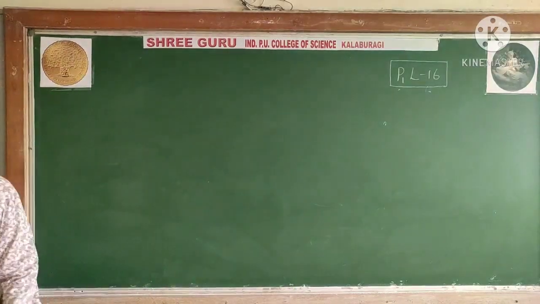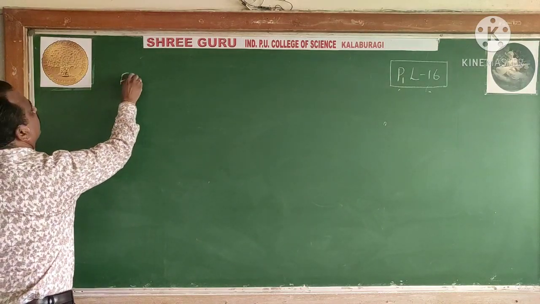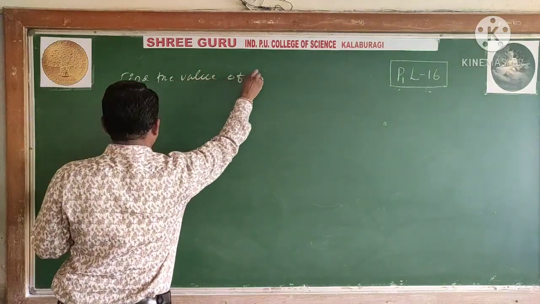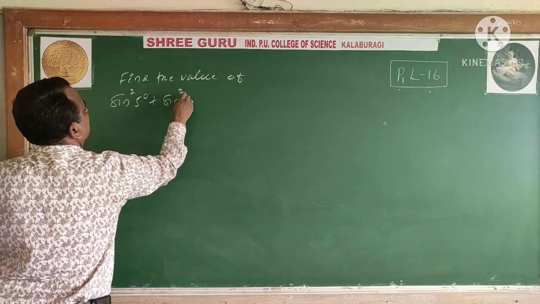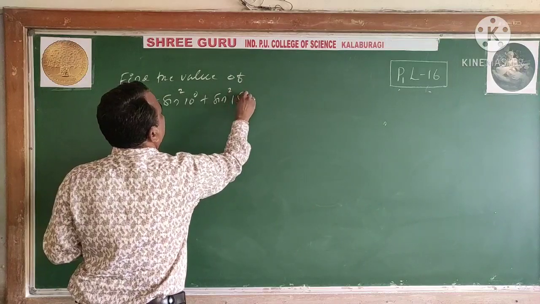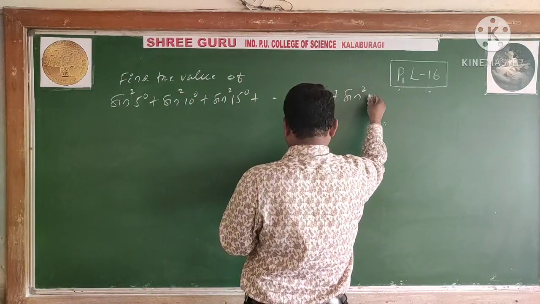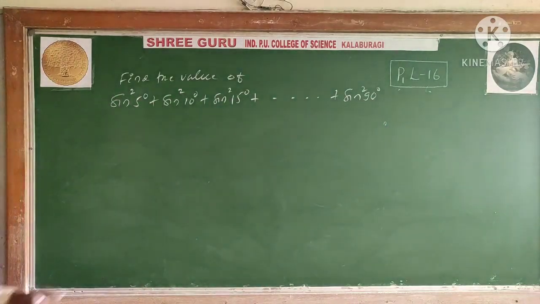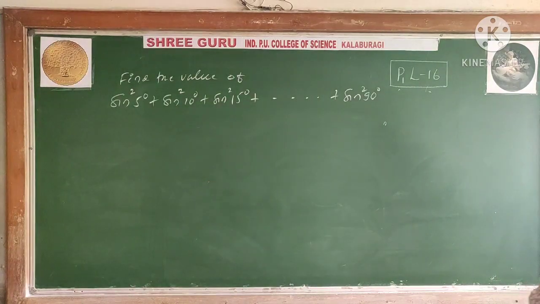One more question. Now see this one here. Find the value of this: sin square of 5 degree plus sin square of 10 degree, the difference of 10 and 5. Sin square of 15 degree, and so on up to sin square of 90 degree. So like that, with a difference of 5 degrees, starting from 5 up to 90 degree.